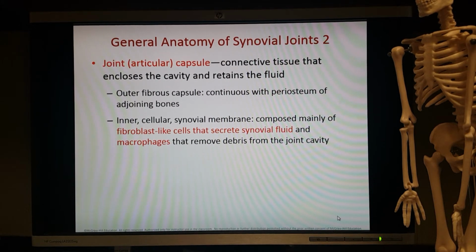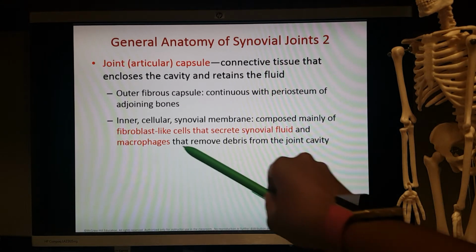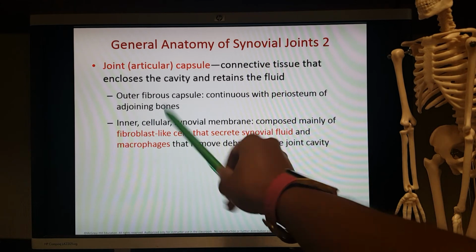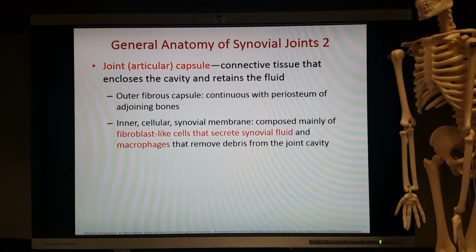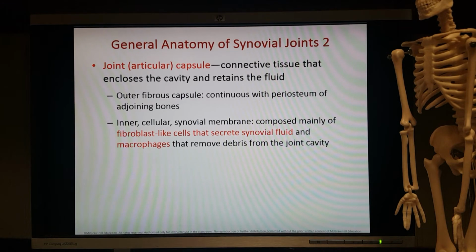On the inside of our joint capsule, also called the articular capsule. So again, the cells that make the synovial fluid are a fibroblast-like cell. So just like your fibroblast builder cells in your connective tissue, this type of cell is making the kind of supportive structure for this area.